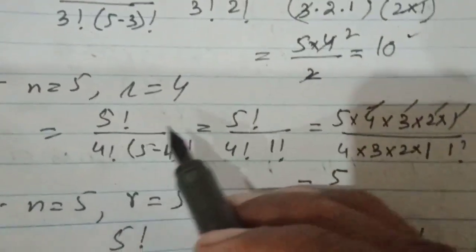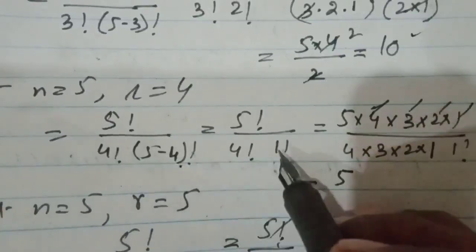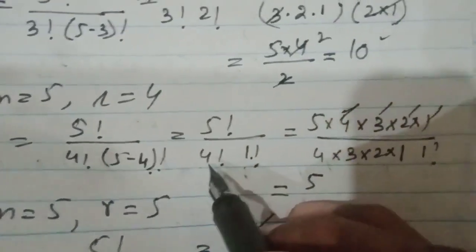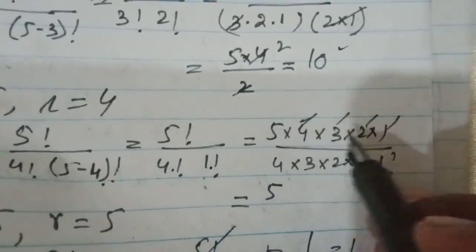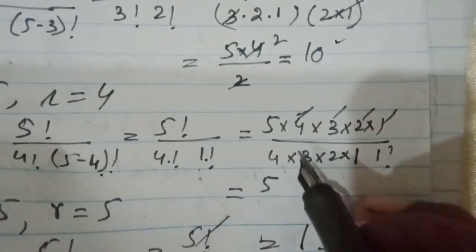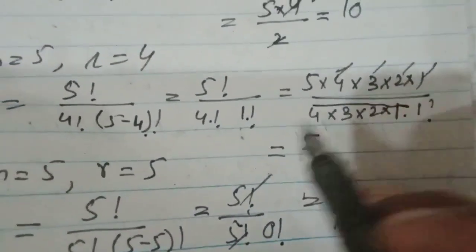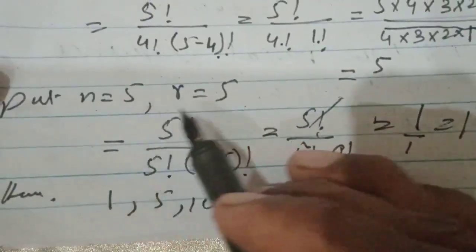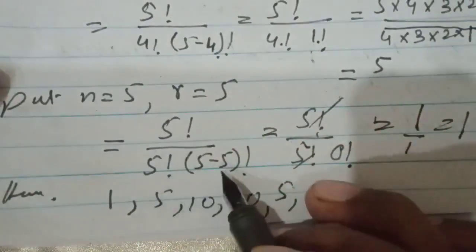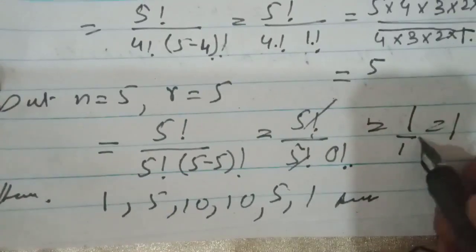Now n is equal to 5, r is equal to 4: 5 factorial upon 4 factorial times 5 minus 4, which is 1 factorial. Again 4 factorial means you cancel the 4 terms and 5 will be remaining. And 1 factorial means 1. So our answer is 5. Now n is 5, r is 5: 5 factorial upon 5 factorial times 5 minus 5, which is 0 factorial. The 5 factorials cancel and our answer is 1.